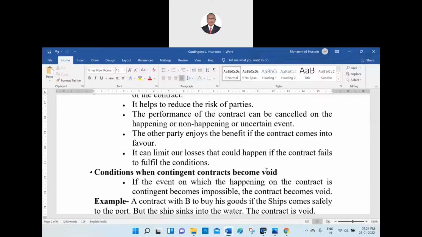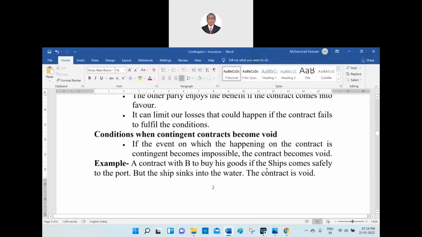Suppose the contract is not fulfilling the conditions. At that instance, naturally you are not going to get it, because the condition you did not fulfill. Conditions where the contingent contract becomes void. What are the conditions where the contract becomes void? Now, let us see. If the event on the happening of which the contract is contingent becomes impossible, I already told you.